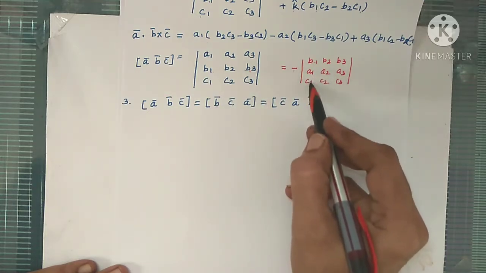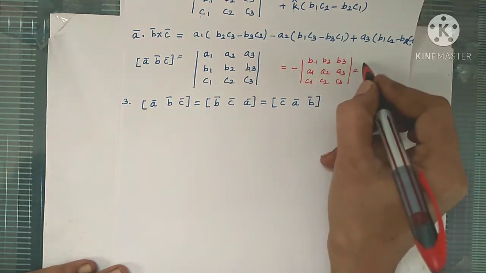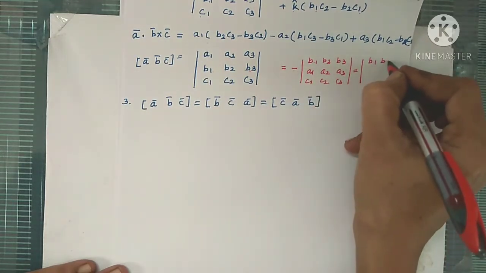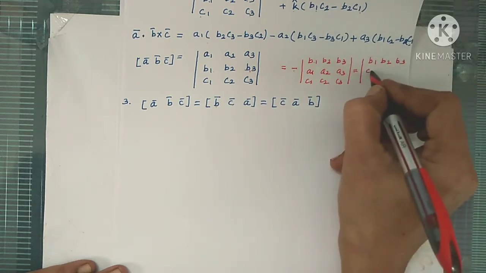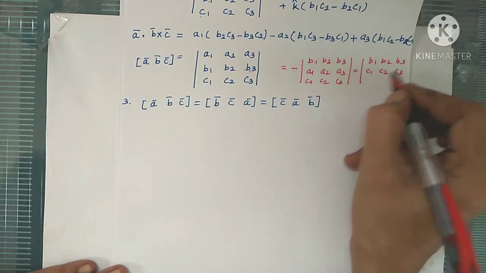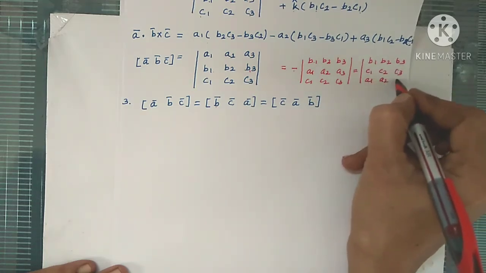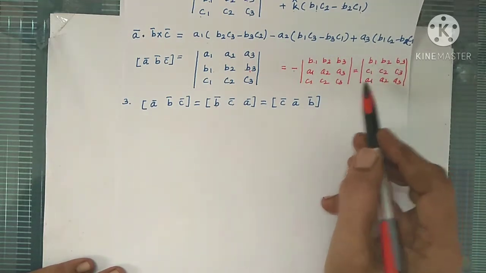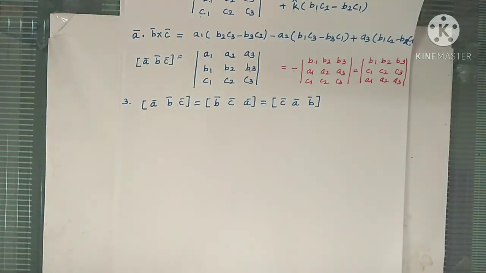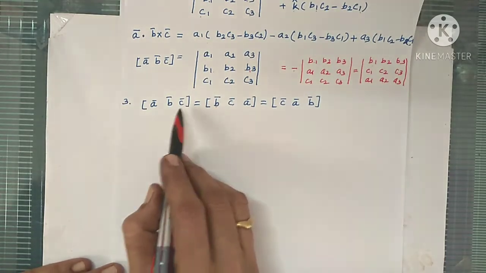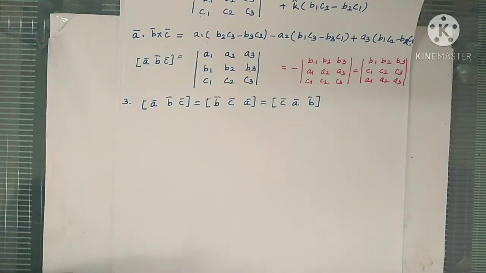Now I want the coefficients of i, j, k from C bar in the second row. So again I have to interchange these two rows, so again the sign changes. Now it becomes minus minus plus, first row as it is. Then interchanging these two rows, write the third row, that is C1, C2, C3, and afterwards we have A1, A2, A3. So this is nothing but the scalar triple product B bar, C bar, A bar. So this property says that if the change is cyclic, then we have equality. We don't have to change the sign or value.